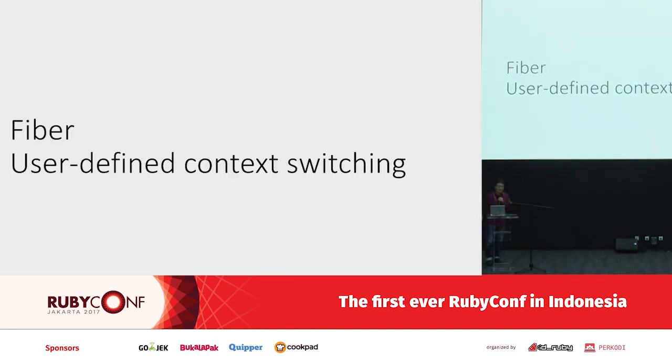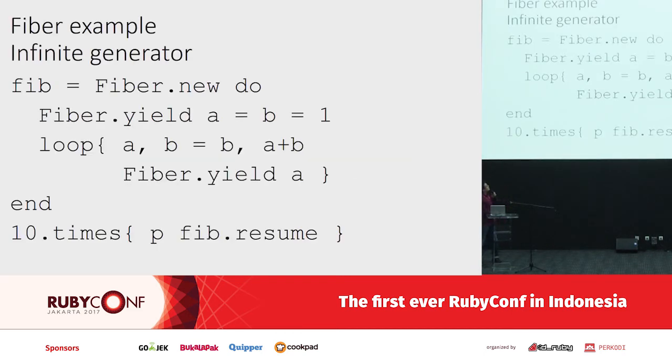The last one is Fiber, user-defined context switching. So this is an example. How many people use Fiber? No one there. All right. So today you can learn. Please see this kind of program.